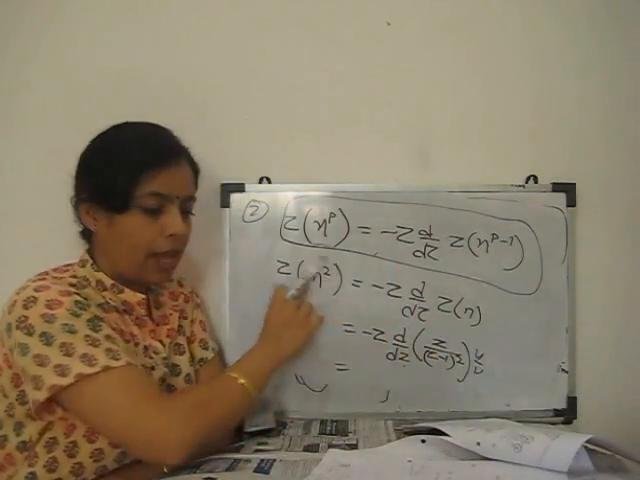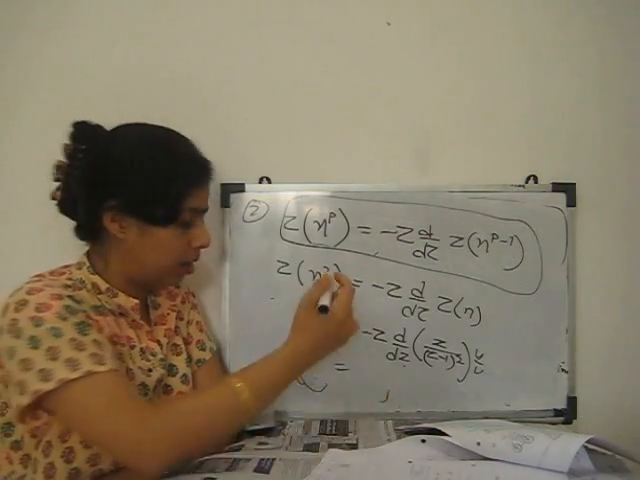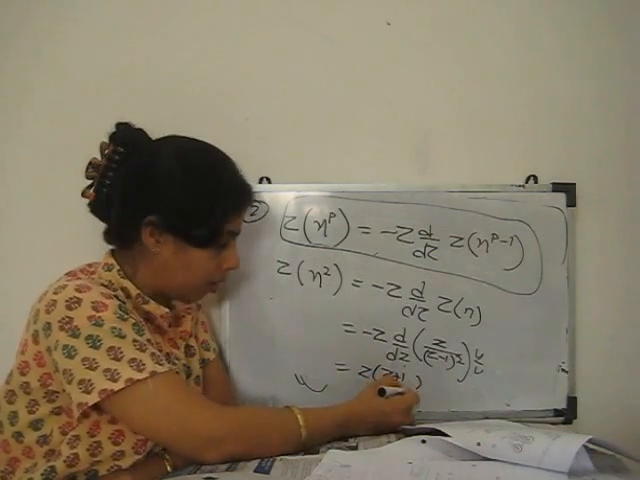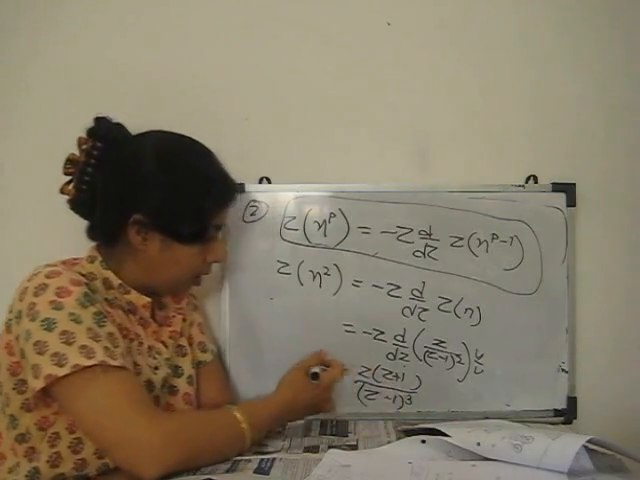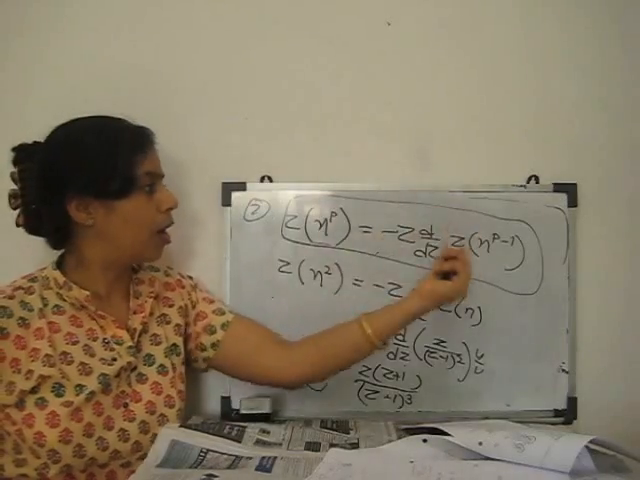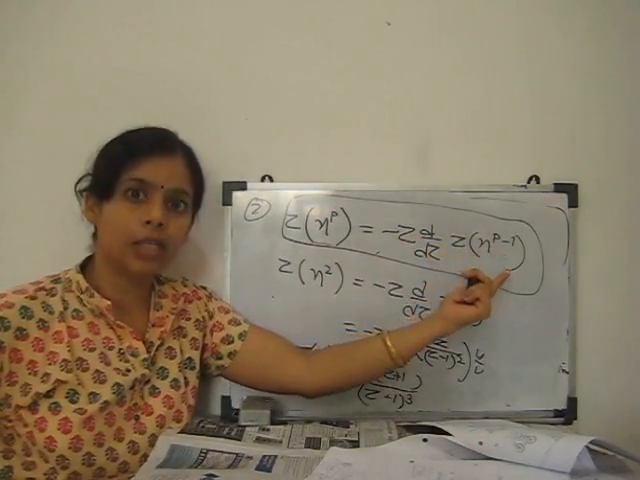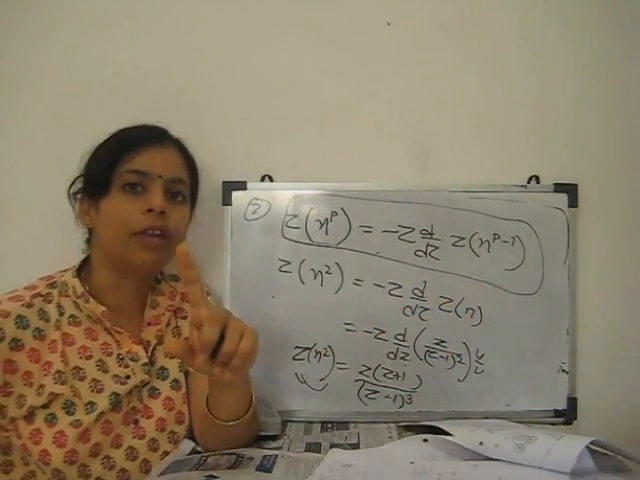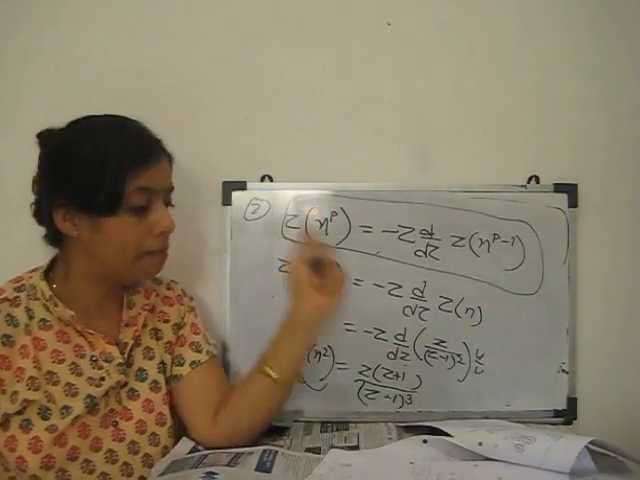The z transform of n square is given by z times z plus 1 upon z minus 1 whole cube. Similarly, if you want to find the z transform of n cube, then it is minus z d by dz of the z transform of n square. You substitute n square here and differentiate one time with respect to z, and you will get the z transform of n cube, n to the power 4 and so on. So that is the basic formula.